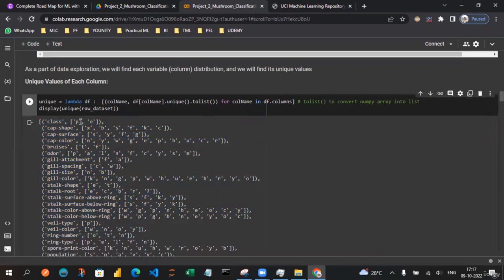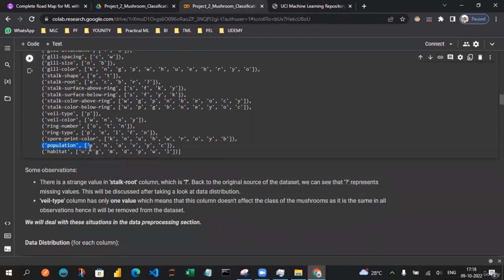So the class having P and E, we already know this is the target column, and the cap size which we heard about, along with the cap color, odor, the gill attachment, and along with the population and habitat. So these kinds of observations are going to be very helpful. Just want to write it in simple English, where we already know about that, right? So to understand any other users, you want to deal with these kinds of conclusions at a time. So there are strange values in the stalk root column, in these kinds of strings.